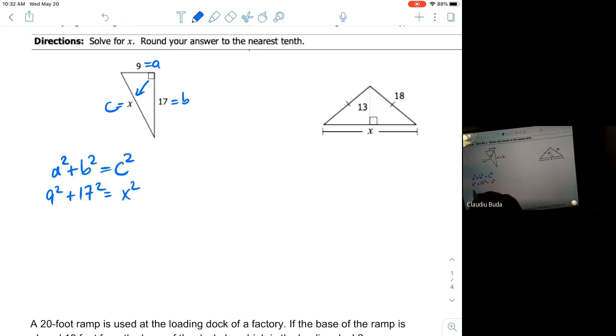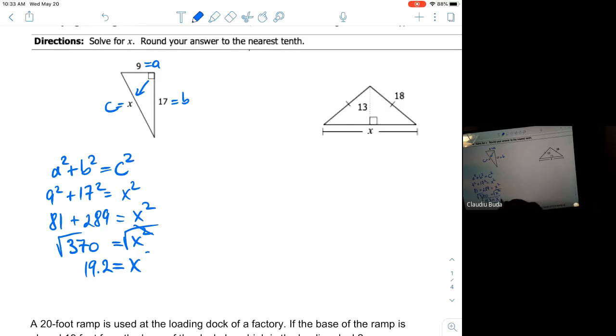And then what do we have? 9 squared is 81. 17 squared is 289. That is equal to x squared. 81 plus 289 equals 370, which equals x squared. How do we get rid of the square? We take the square root on both sides. That will cancel my square, and x is equal to 19.2. So that's the hypotenuse in the first triangle.